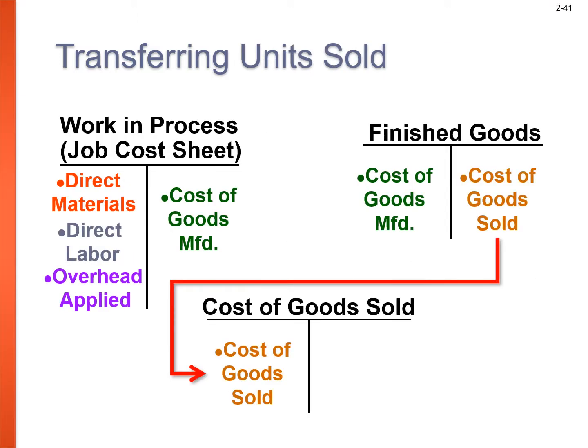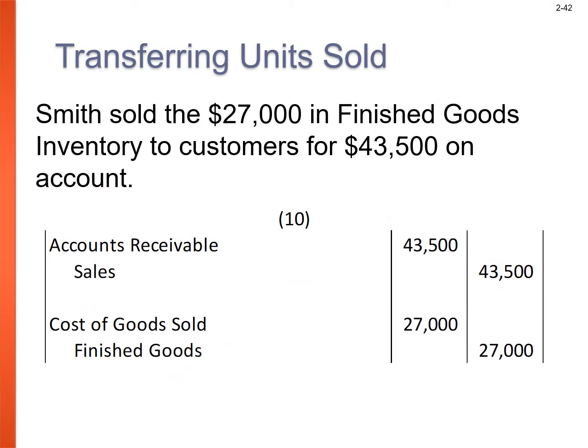Finally, when those products are sold, just like you learned in your other accounting courses, you would credit the finished goods inventory for the cost of the good that was sold and debit the expense account cost of goods sold. So Smith sold the $27,000 in finished goods inventory to customers for $43,500 on account. So the company would debit accounts receivable because they were sold on account. The customer owes them the money. Remember, that's an asset account. We credit sales. That's our revenue for the selling price of the goods, $43,500.